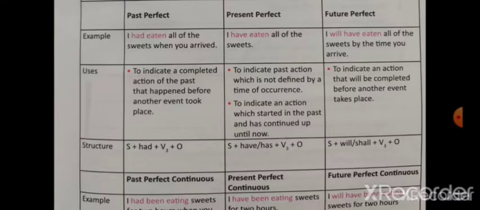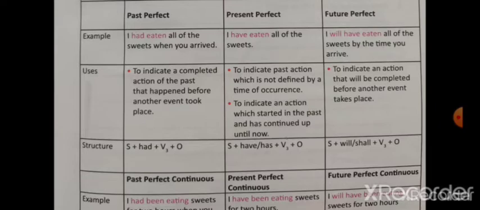Now coming on to the future perfect tense. To write the sentence in future perfect, we use subject, then we use will or shall. According to the subject, we use the verb in its third form, and then we use the object, like I will have eaten all the sweets by the time you arrive.